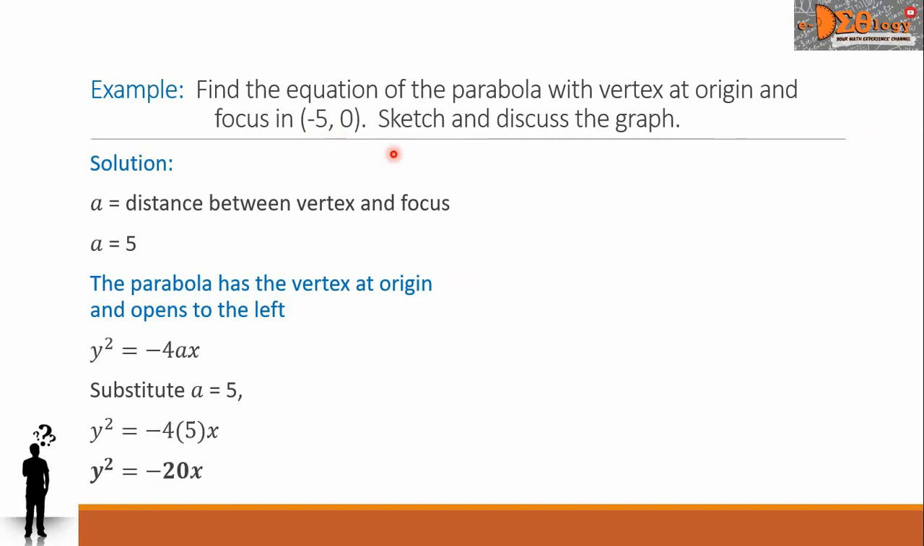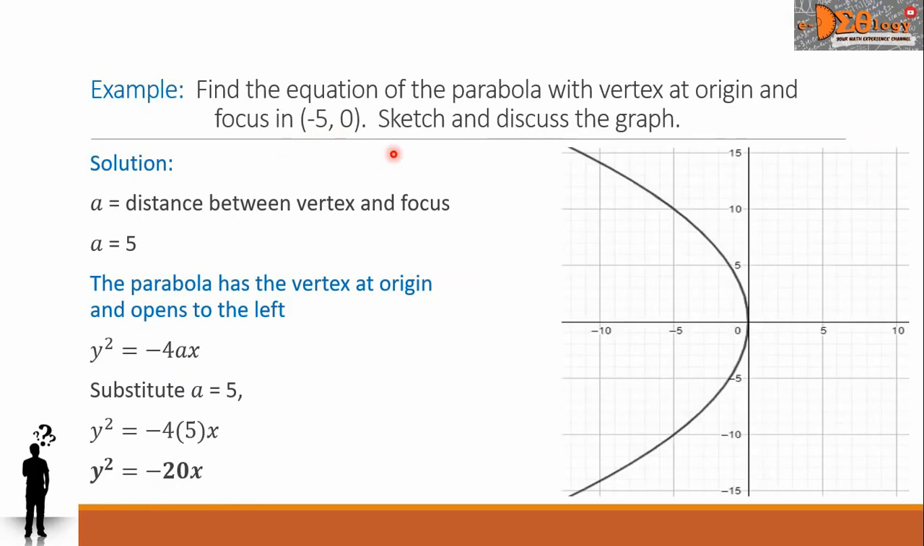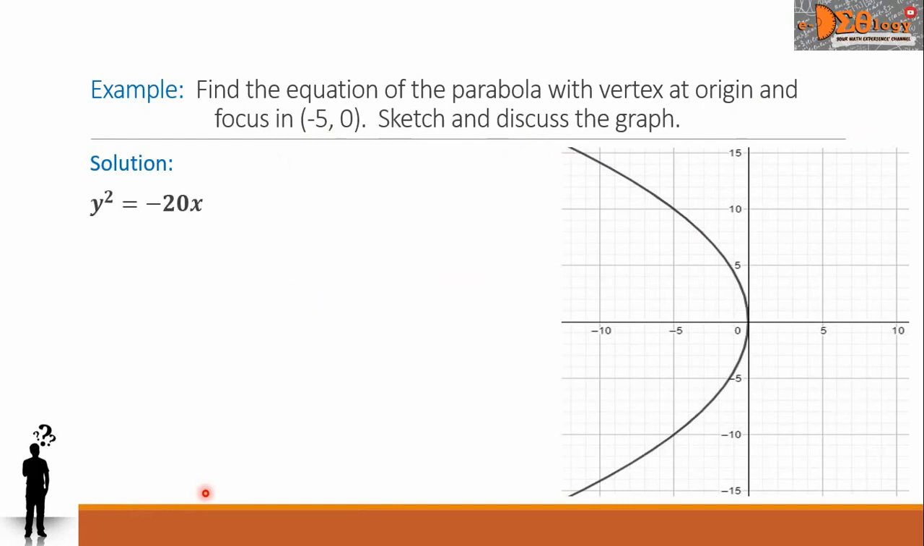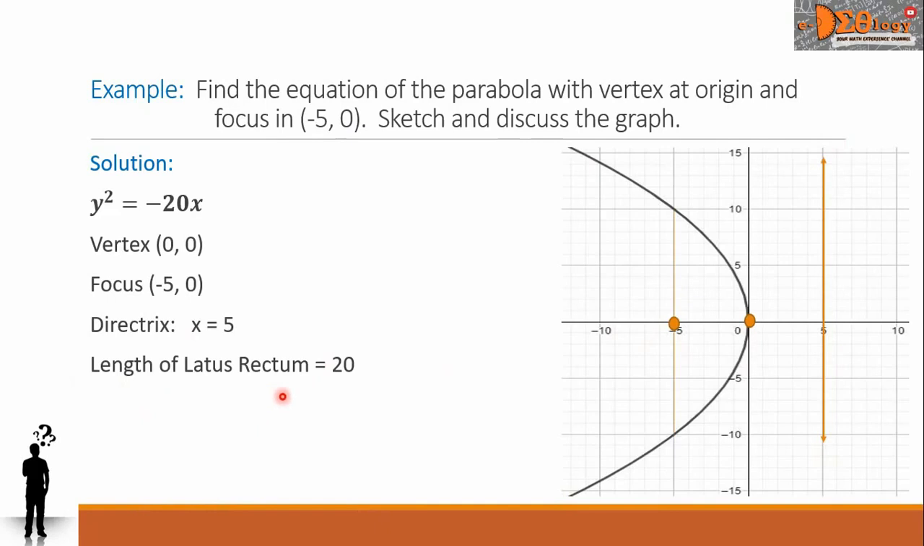Let us now sketch the graph. Using GeoGebra, this is the parabola y squared equals negative 20x. Let us now discuss the graph. The vertex is at (0, 0), that is the origin. The focus is here, at (-5, 0). The directrix has the equation x equals 5. The length of the latus rectum equals 20, that is the positive value of the coefficient of x.